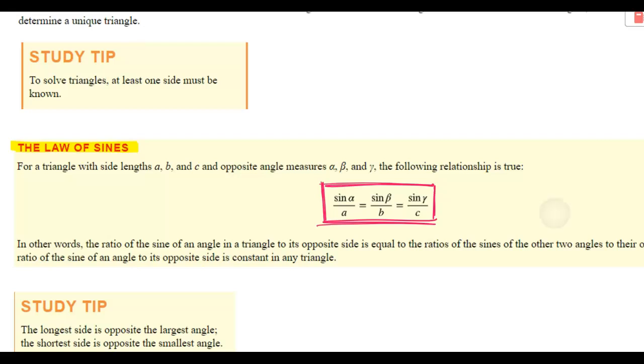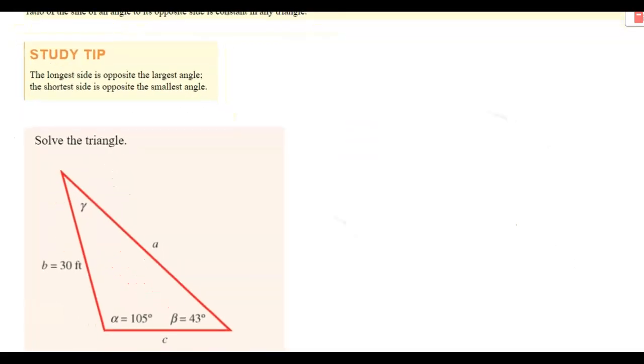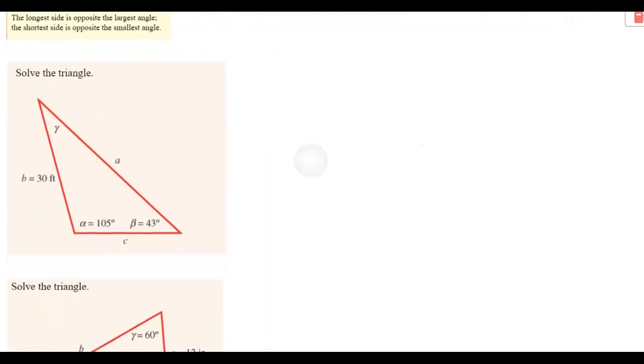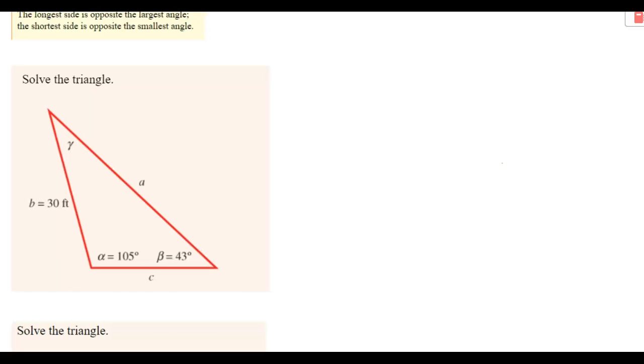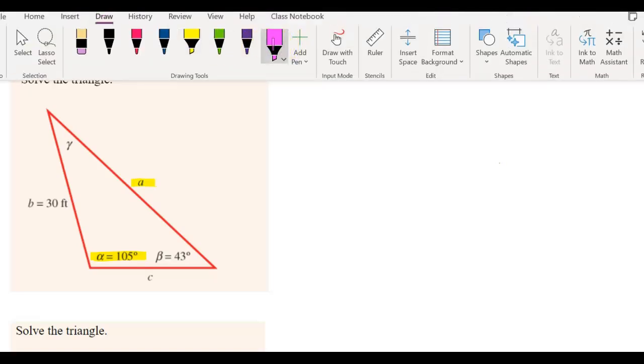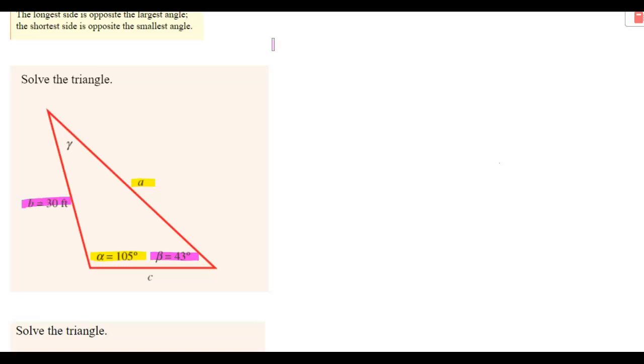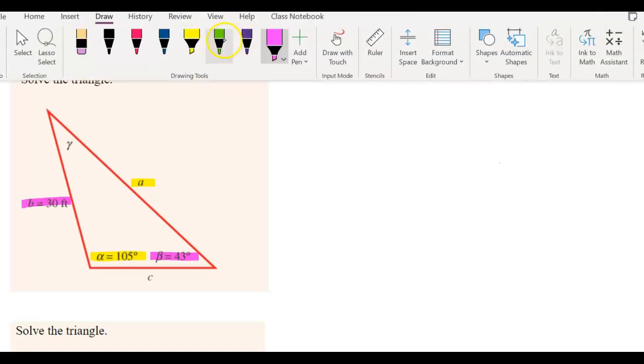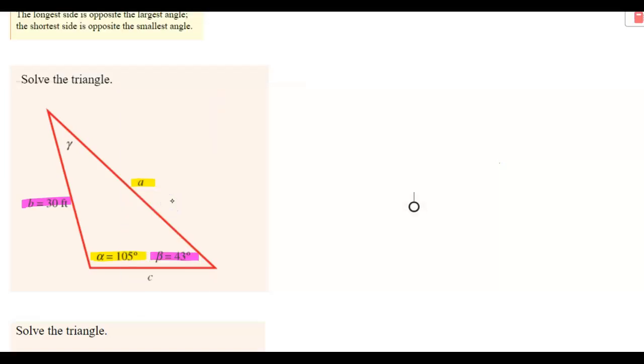Okay, so let's do an example and remind ourselves how to use this. Here's our first triangle. It already has everything labeled. One of the things that I like to do is color code these, match them up so we make sure where our pairs are coming from, because there's a lot going on. So we have our alpha here is 105 and little a across from it. We have beta is 43 and little b is 30. And last but not least, we don't have little c and we don't have gamma.